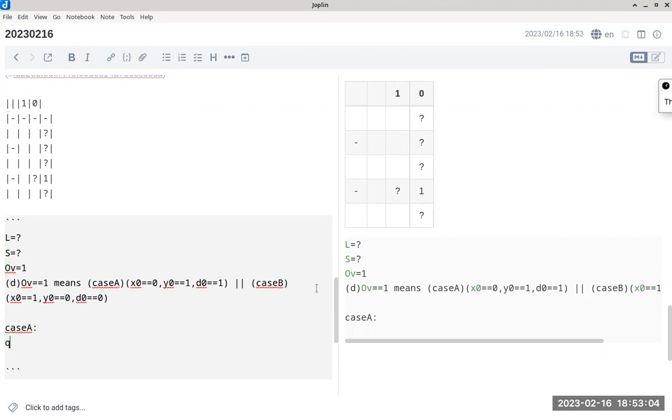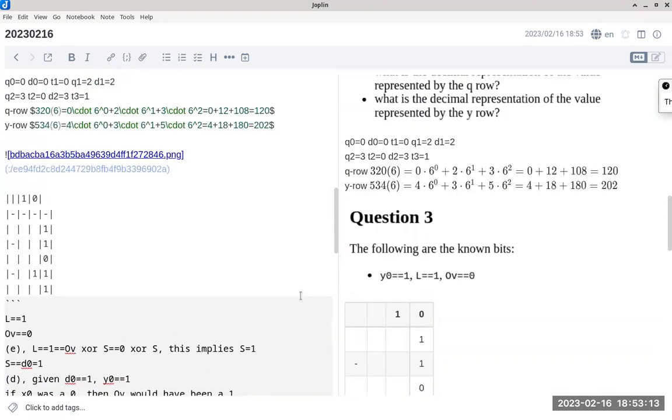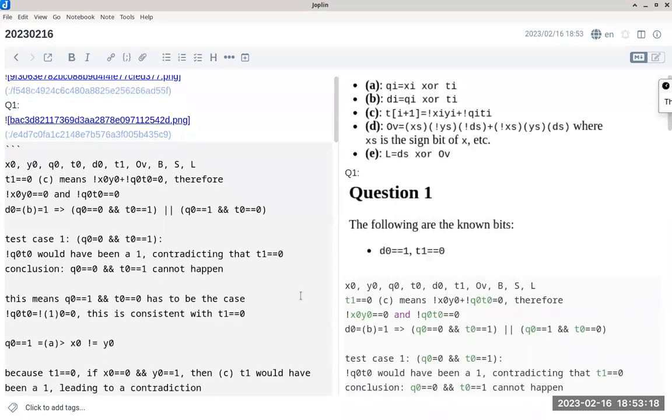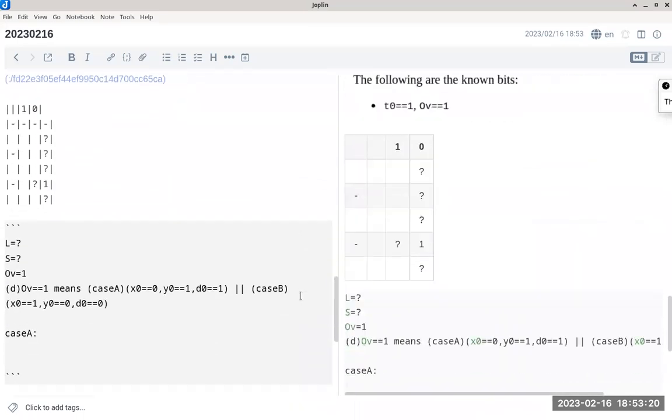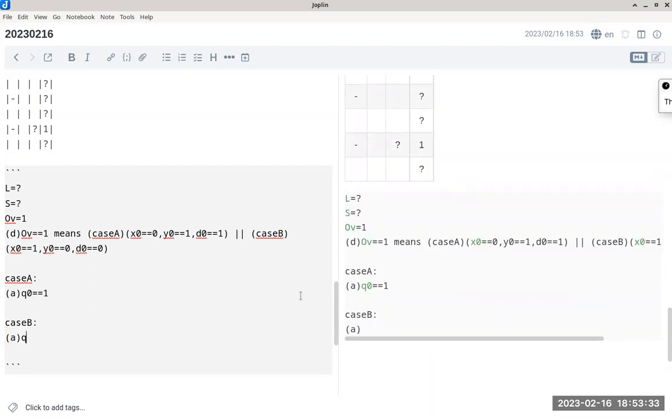So in this case, Q0. Okay, do you guys still want me to quote the rule? Yep. Okay, so we'll go ahead and go back to the rules. A, okay. So according to A, Q0 is going to be a 1. In fact, both of them will have Q0 being a 1. Case B is kind of the same thing. Using rule A, Q0 also has to be a 1.